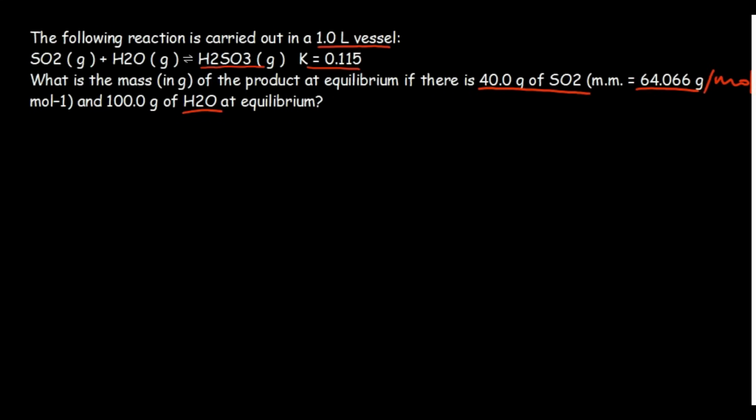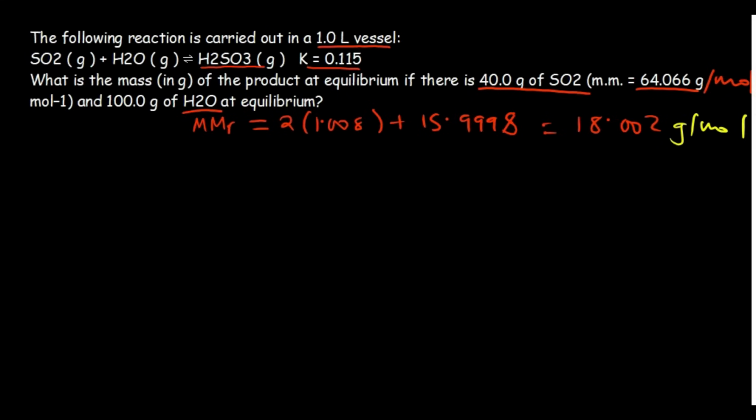So you know you're able to determine the molar mass of water, okay, as well. 2 times, what's the molar mass of hydrogen? 1.008 plus oxygen 15.998. Okay, so approximately the value there is 18.002. So that is also the molar mass of water approximately. Now we've got the molar mass of both water and sulfur dioxide, so you know where this is going, right? Because you understand that for K we are dealing with concentrations and not masses.